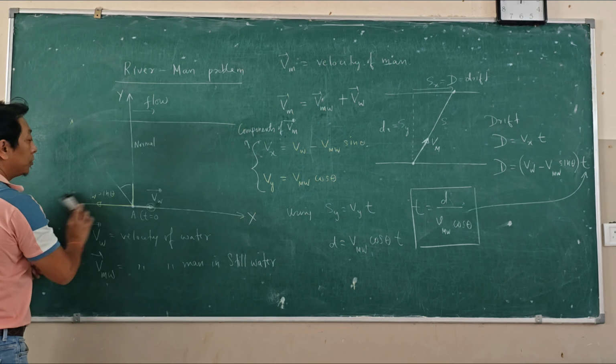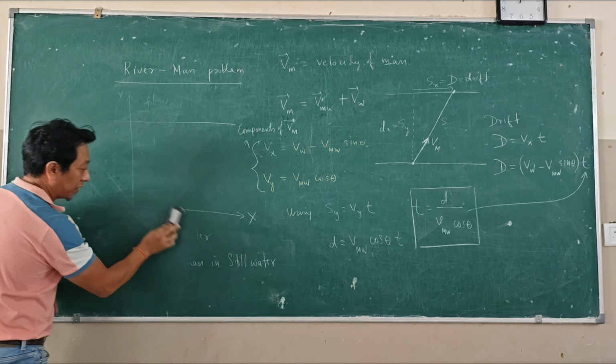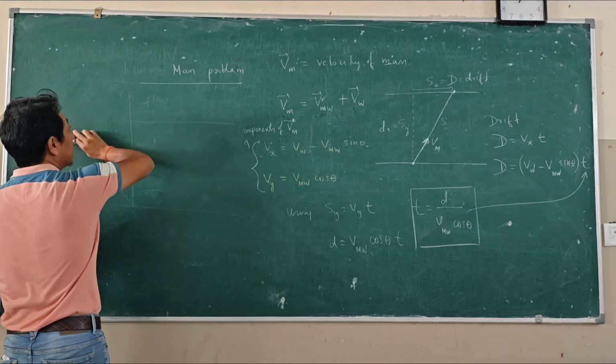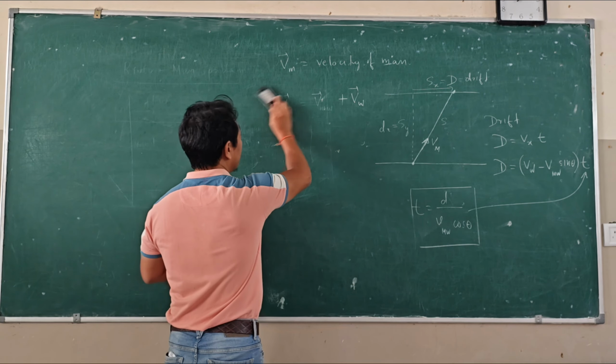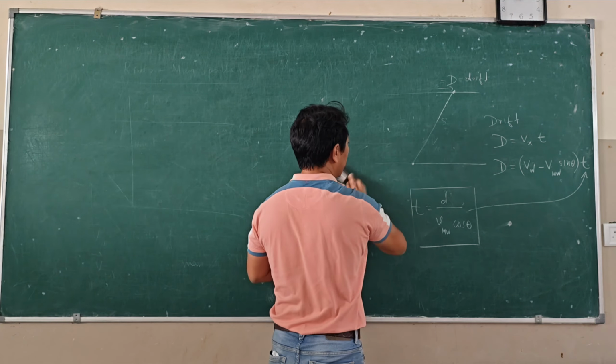Now here there are few important cases that we must first discuss. First case is you want to cross the river in such a way that you reach directly opposite point.